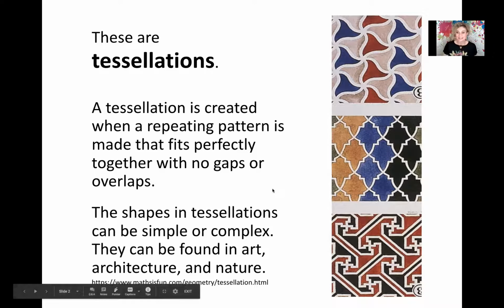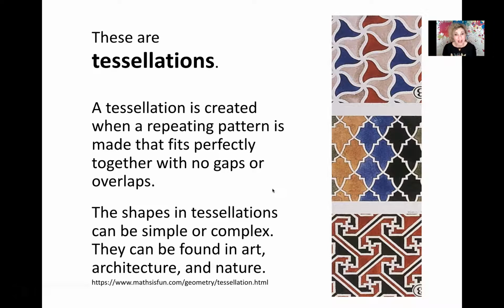You find tessellations everywhere. Look around your house. Look at the tile on your floor, the brick on your house, the pattern on some of your furniture. You may find tessellations in all different kinds of places. They're found in art, architecture, and in nature.